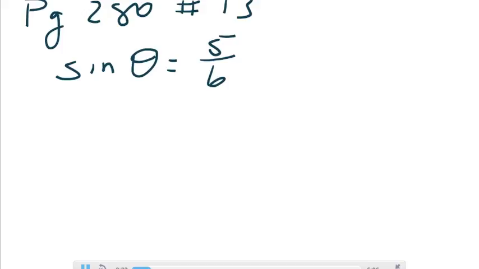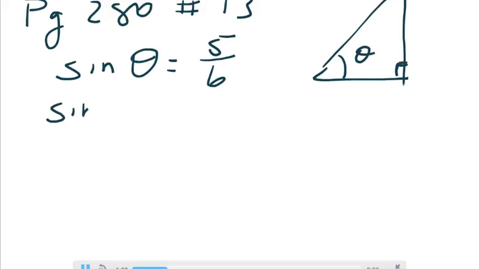So to introduce this, we're going to use problem 13 from page 280, which you'll want to include in your notebook as an example problem. So starting out, we're given that sine of theta is 5/6, and we're asked to sketch a triangle that goes with this. So we have a right triangle with the angle theta.